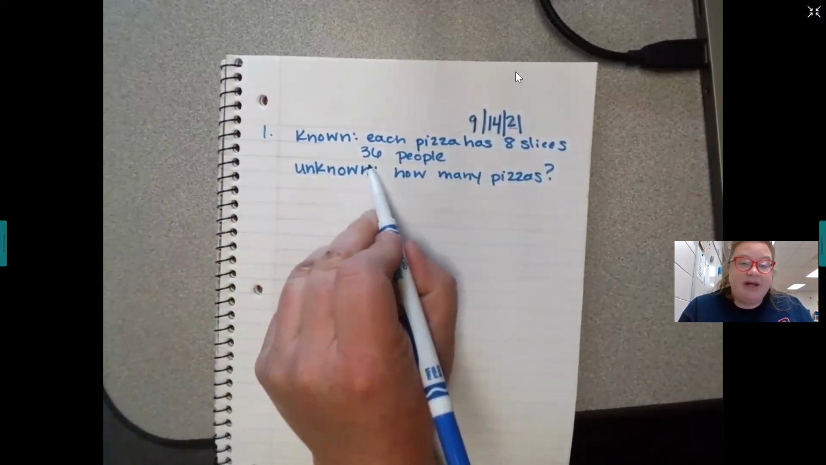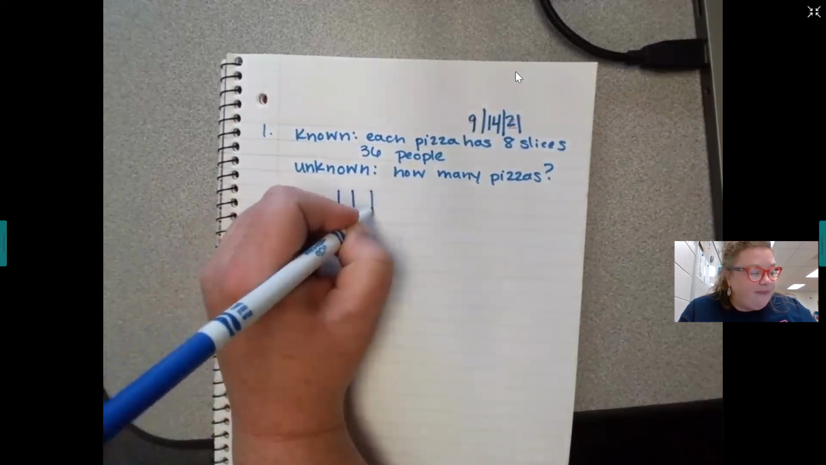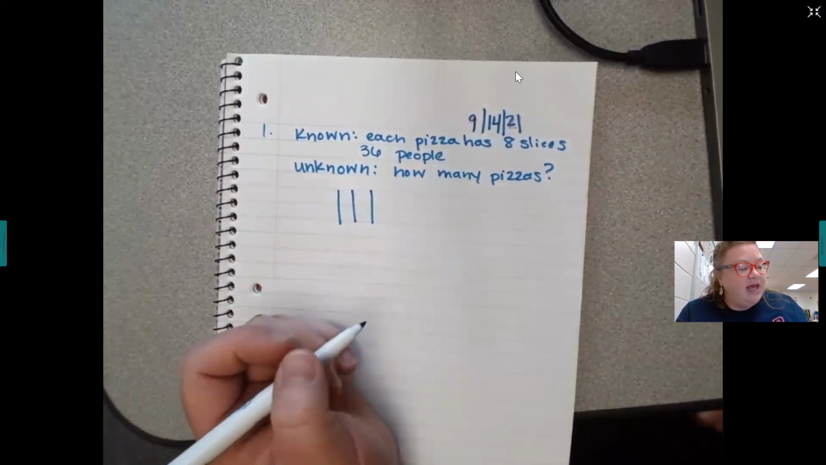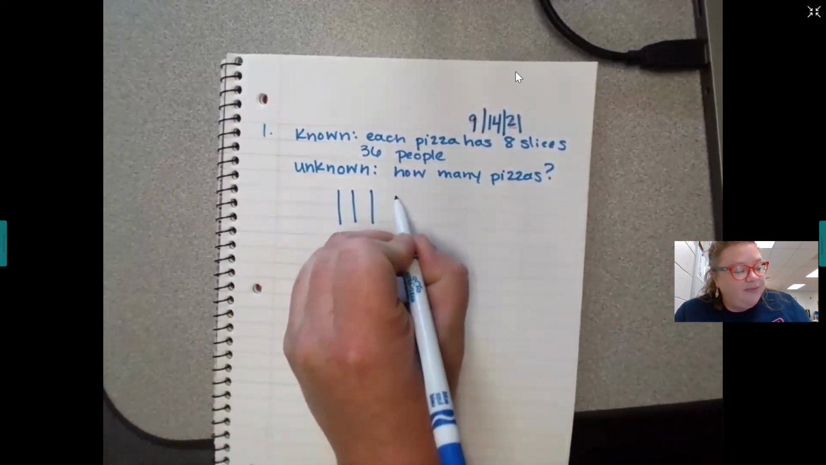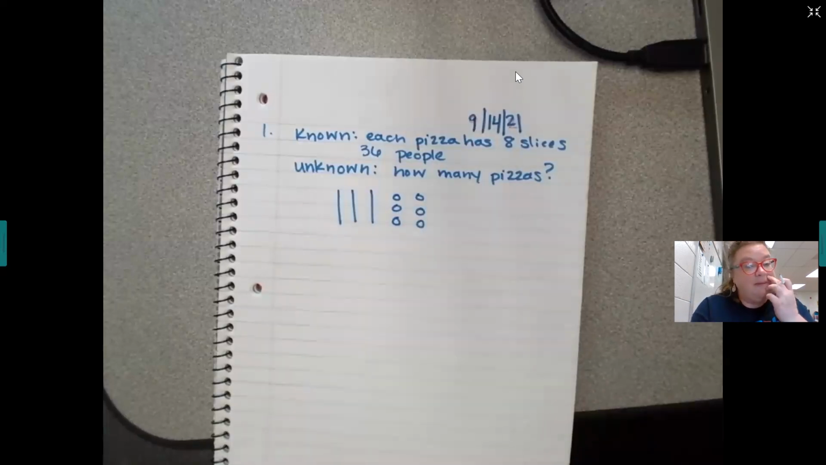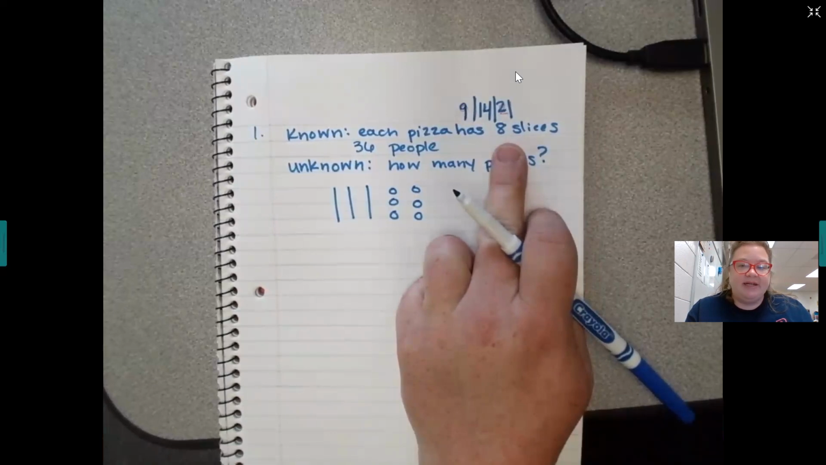So I see that there is a 3 in my tens place, so I'm going to have 3 tens. And I see that there is a 6 in my ones place. 1, 2, 3, 4, 5, 6.